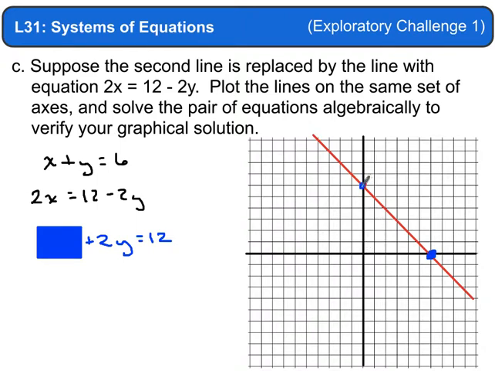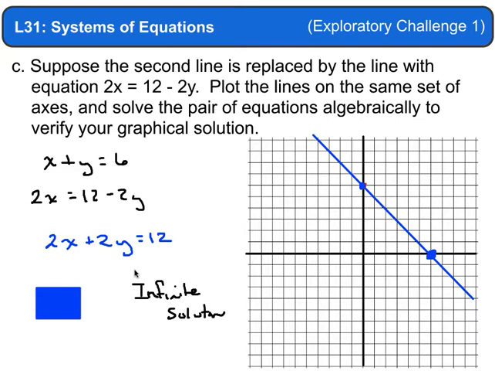So that's my y-intercept. And what ends up happening is my line ends up directly on top of the red line. So this is called infinite solutions. In other words, our two equations are exactly the same. And since the equations are exactly the same, they're just multiples of each other, they end up creating the exact same line in that perspective.